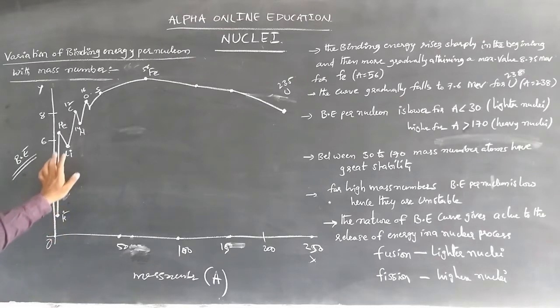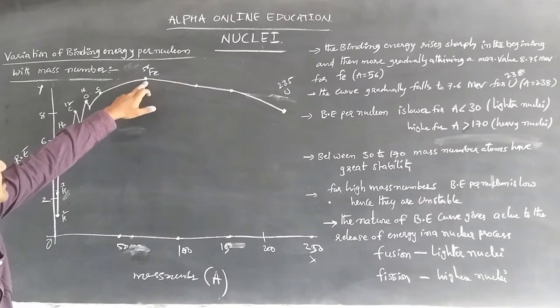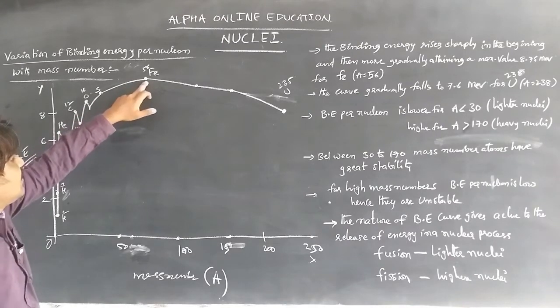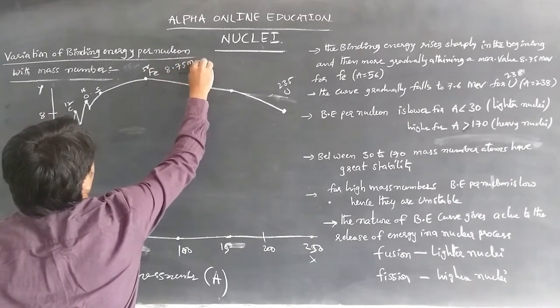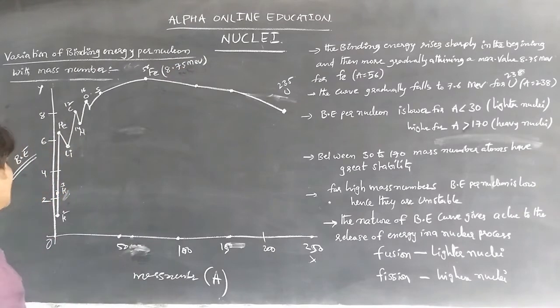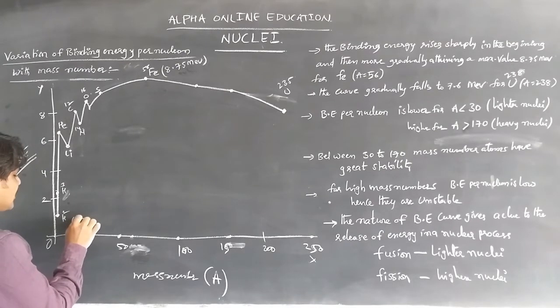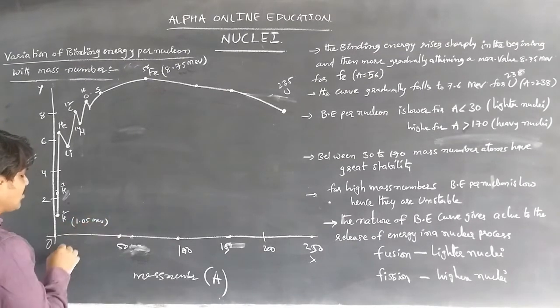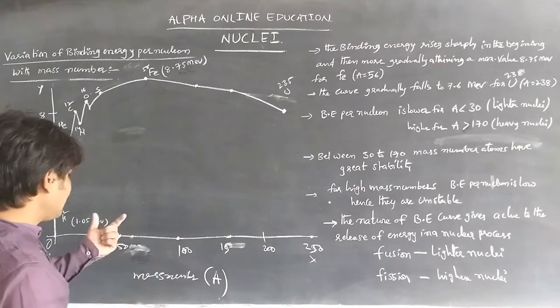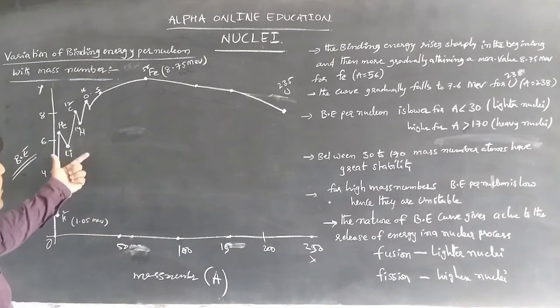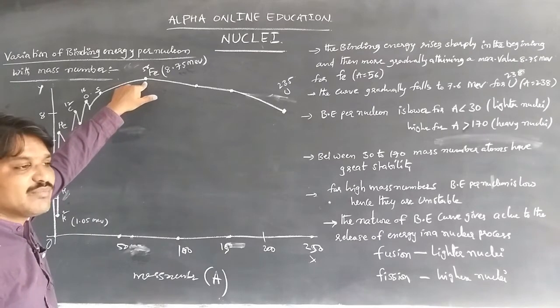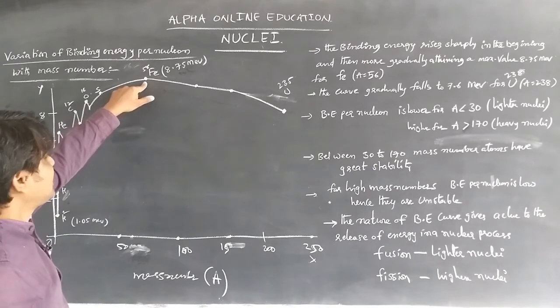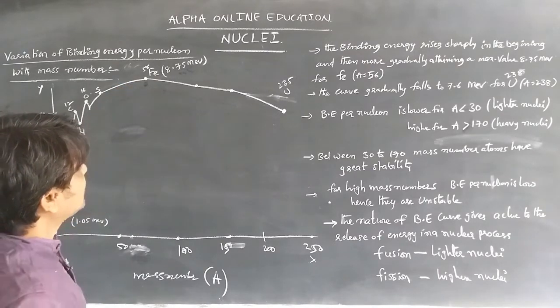Initially the binding energy rises sharply and reaches the maximum at iron, which has a binding energy of 8.75 mega electron volts, and a smaller amount for deuterium, approximately 1.05 mega electron volts. So the binding energy rises sharply from the initial up to iron, which has the maximum binding energy, and then increases more gradually.